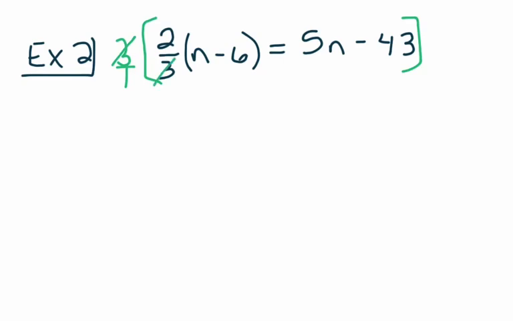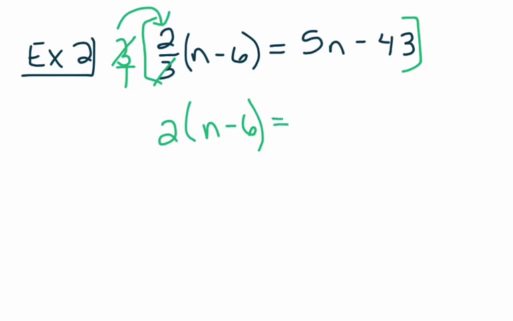We do not take this 3 into the n minus 6. That is not what we want to do. When we distribute into something that's already being distributed, we just multiply the numbers that we're using for our distribution. So we have 3 over 1 times 2 over 3. The 3's cancel, and we're left with the 2 out front. So we have 2 times n minus 6. Bring down our equal sign.